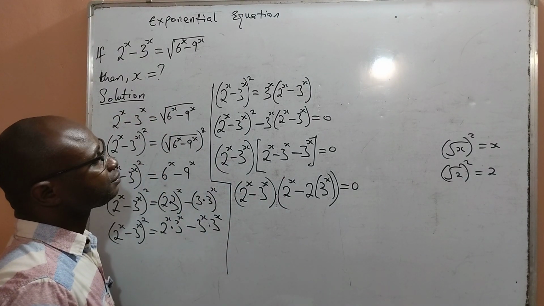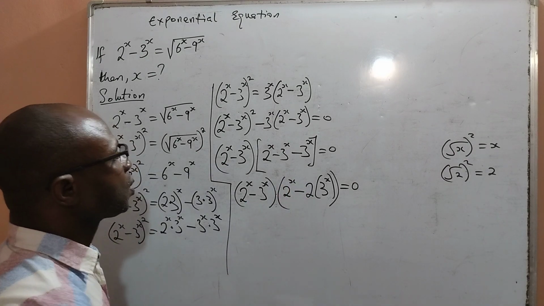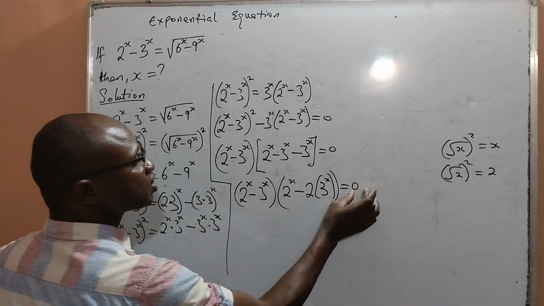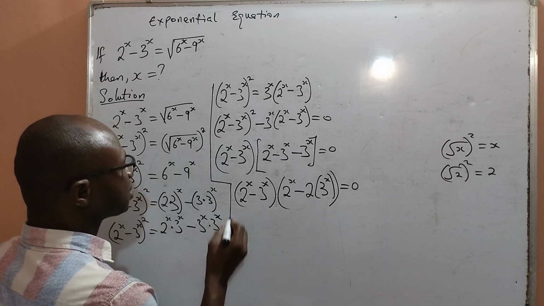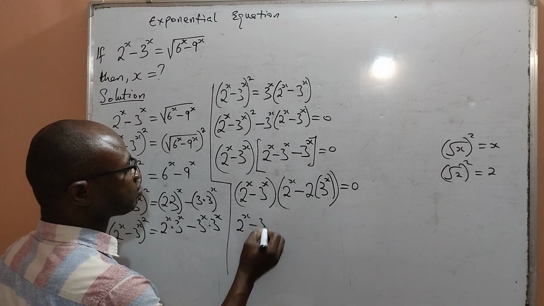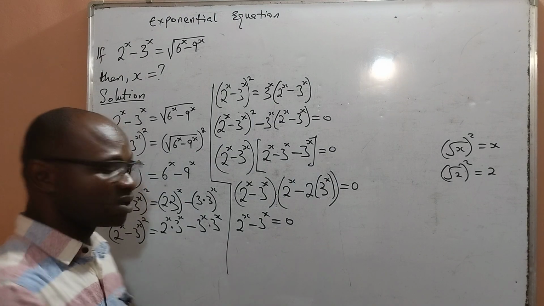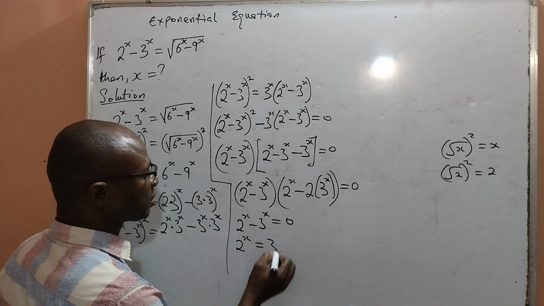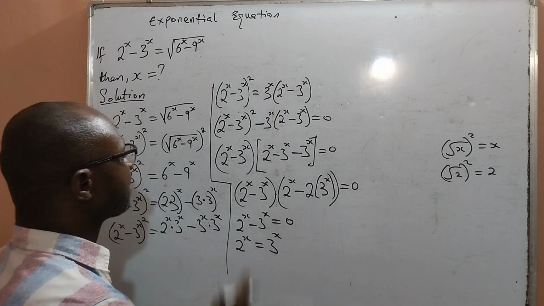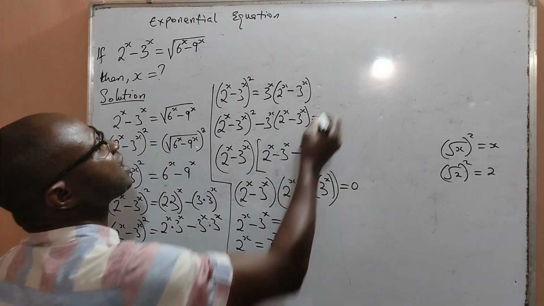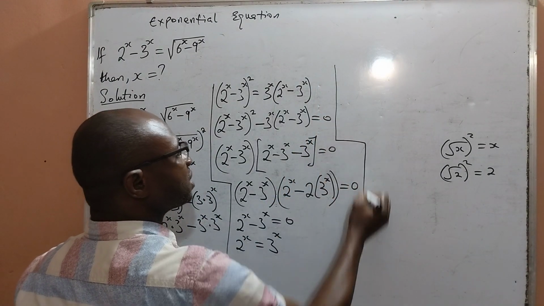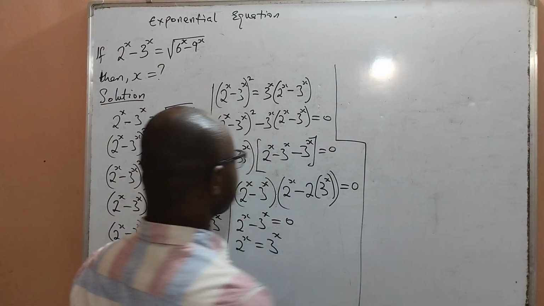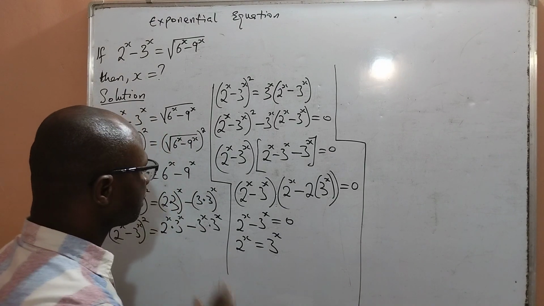Alright. Now, what is next here is to equate each of the brackets to 0. And that means 2 raised to power x minus 3 raised to power x is equal to 0, the first bracket. Implying that 2 raised to power x is equal to 3 raised to power x. So I'm solving from the first bracket. Moving forward, this is a very interesting one. You pay attention.